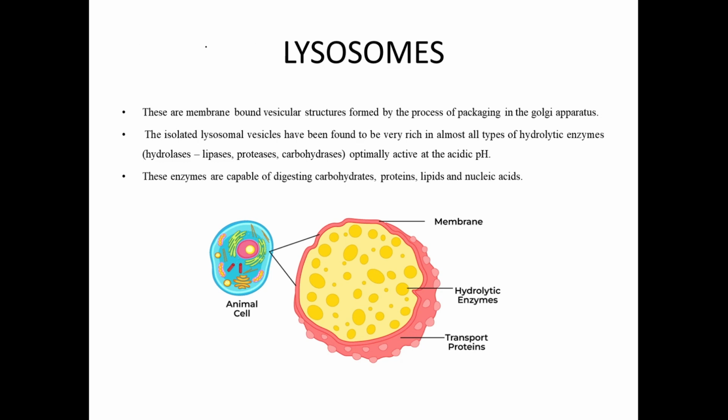Now the lysosomes are membrane bound vesicle structures formed by the process of packaging in the Golgi apparatus, right? Now these vesicles are rich in all types of hydrolytic enzymes, and these hydrolytic enzymes are capable of digesting biomolecules such as carbohydrates, protein, lipid and nucleic acid.